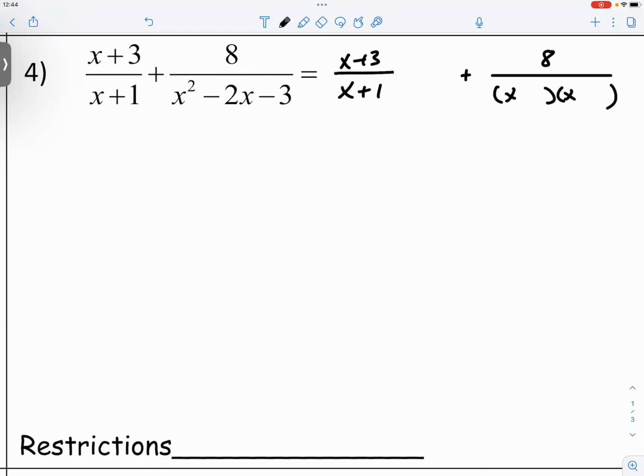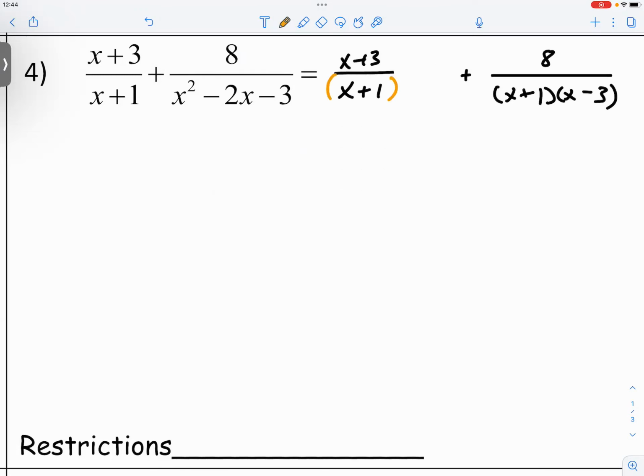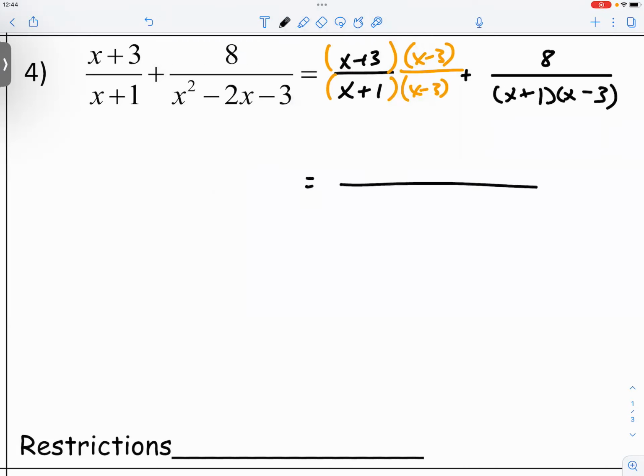which should be x plus 1 times x minus 3. And with that, we can tell what we are missing. We are missing x minus 3. Okay, so we multiply x minus 3 for the first fraction for both numerator and the denominator. So now we have a single common denominator.